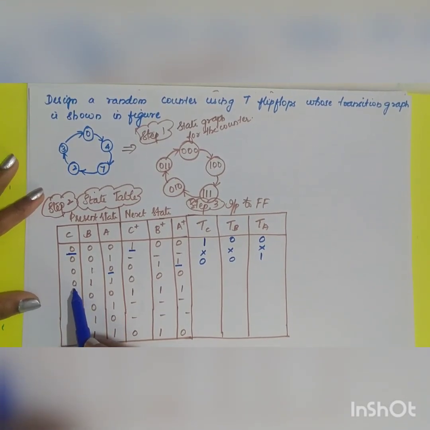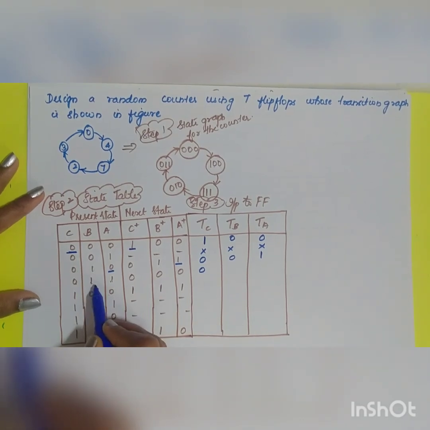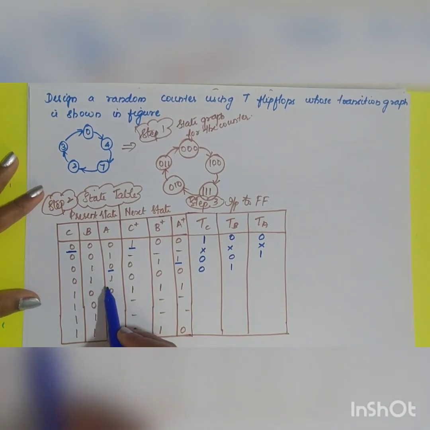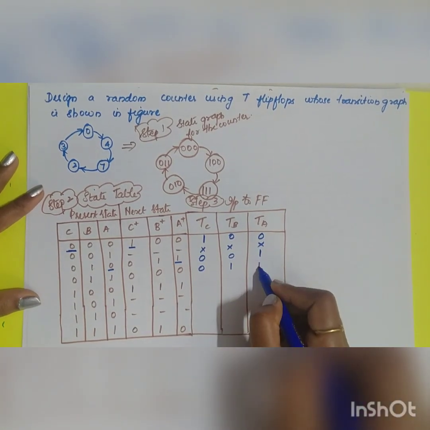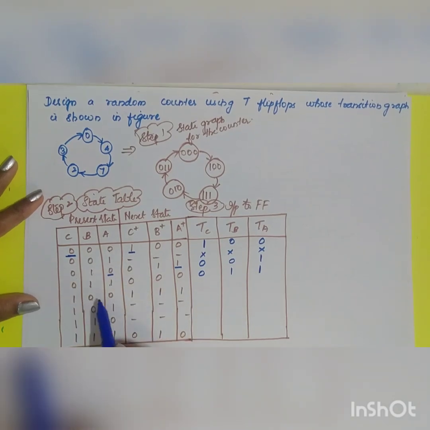Similarly, the next group: C is equal to 0, C plus is equal to 0. There is no change. B is equal to 1, B plus is equal to 0. So there is a change, so it is 1. Now, A is equal to 1, A plus is equal to 0. From 1 it has changed to 0, so the input TA will be equal to 1.